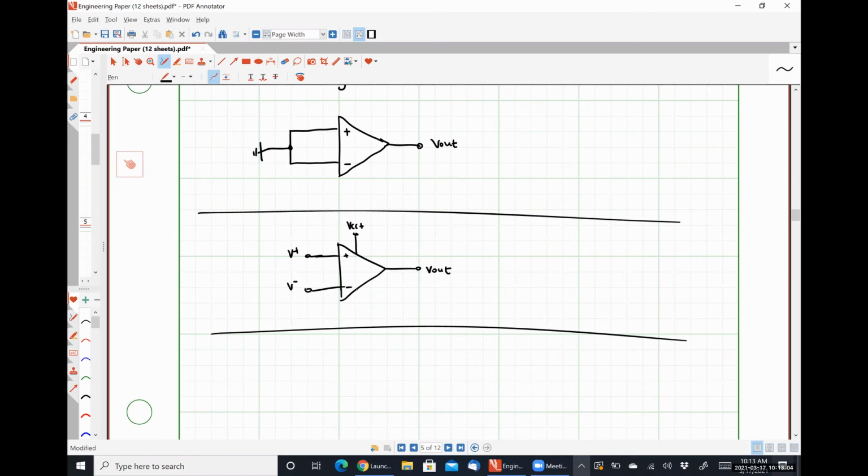We made mention of the positive and negative power supply terminals. Well, there are also 2 more terminals, and these are used as DC offset null.